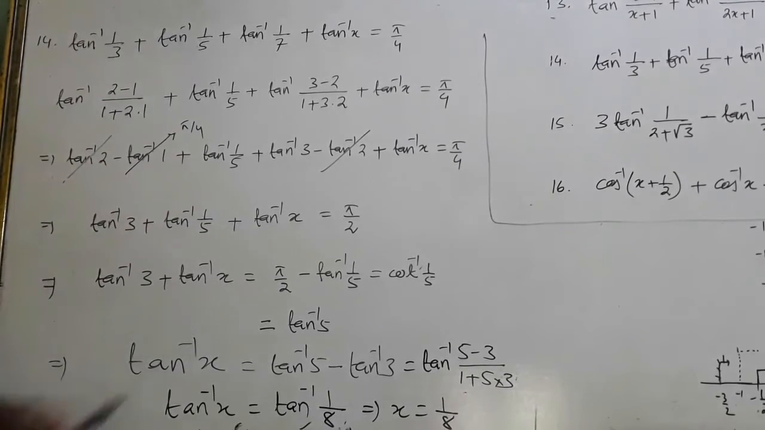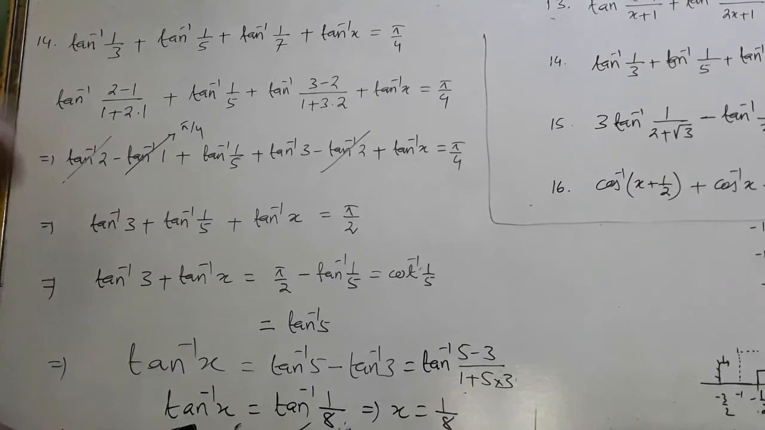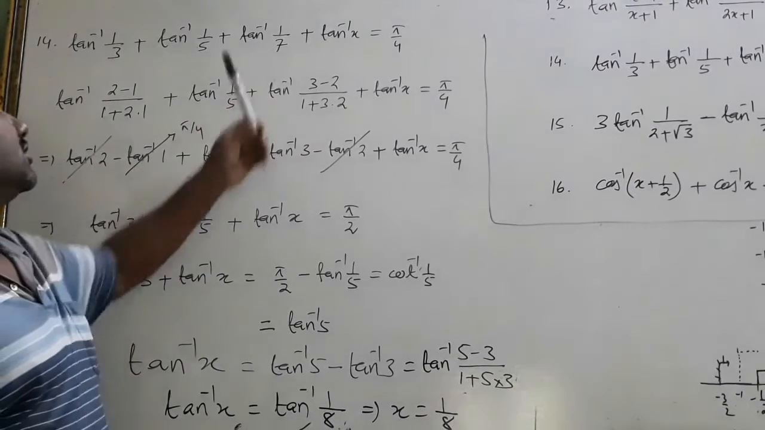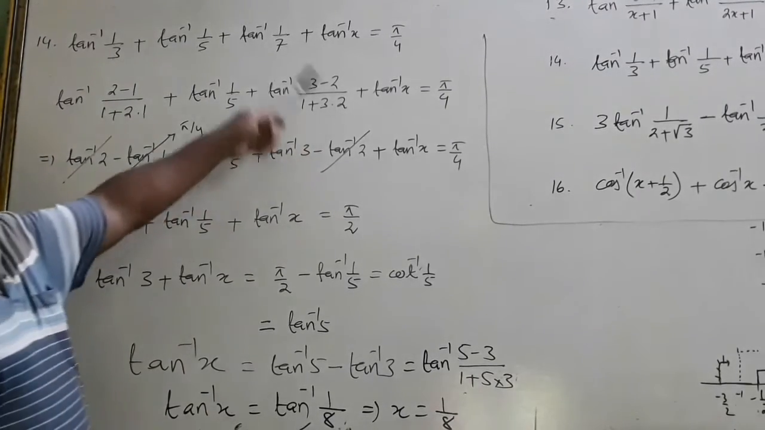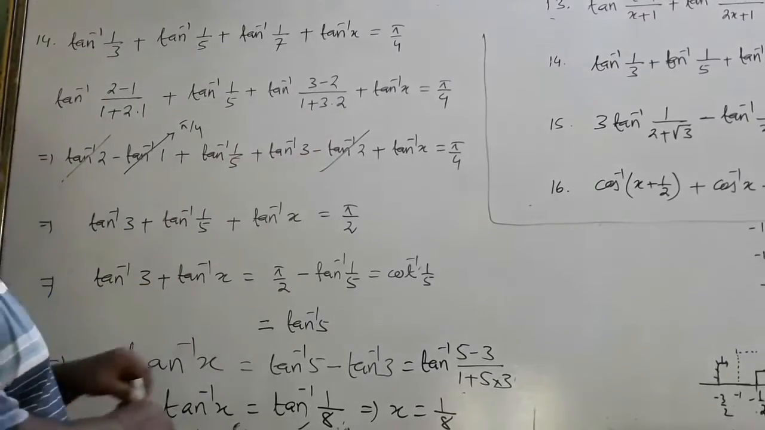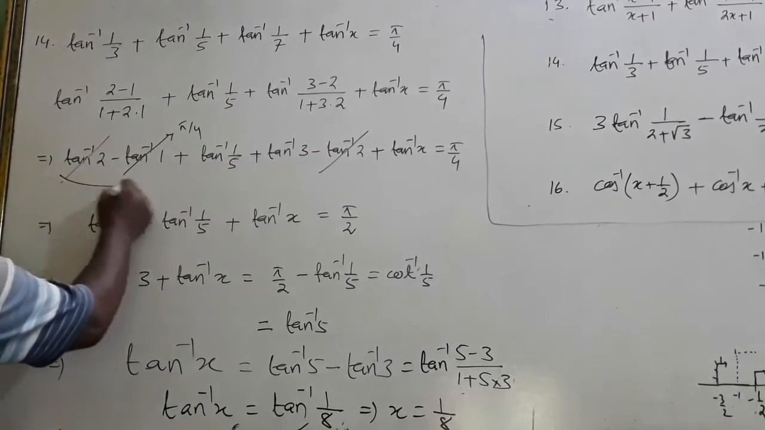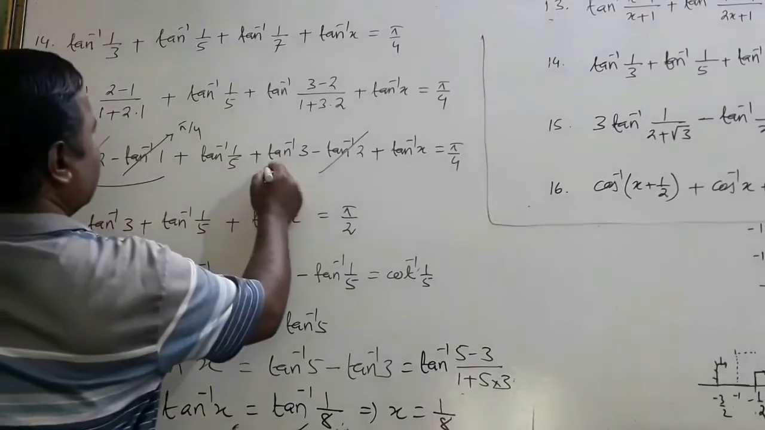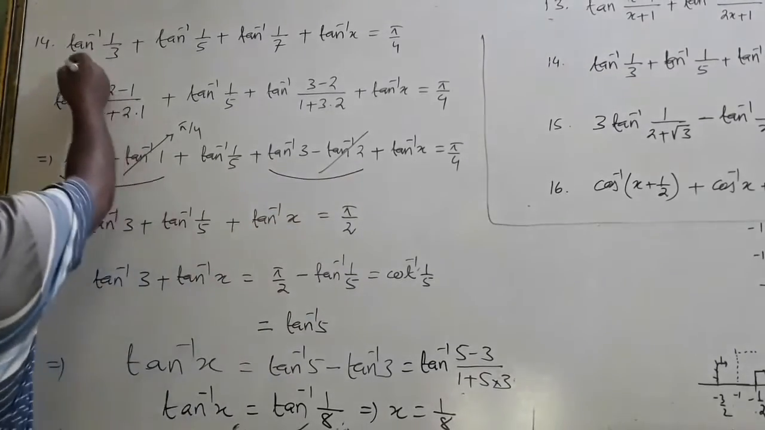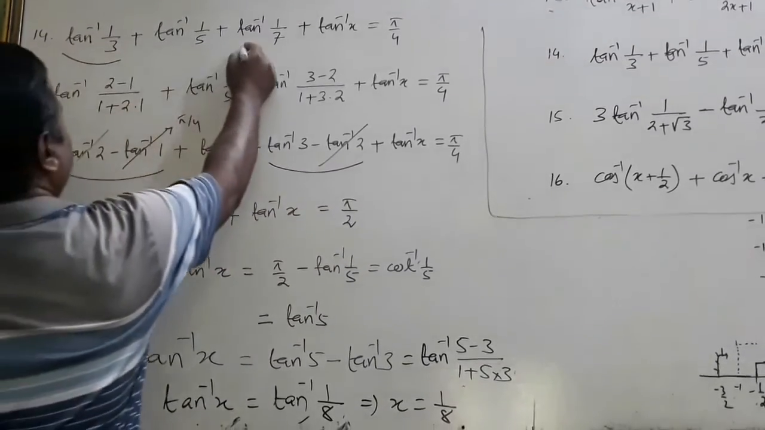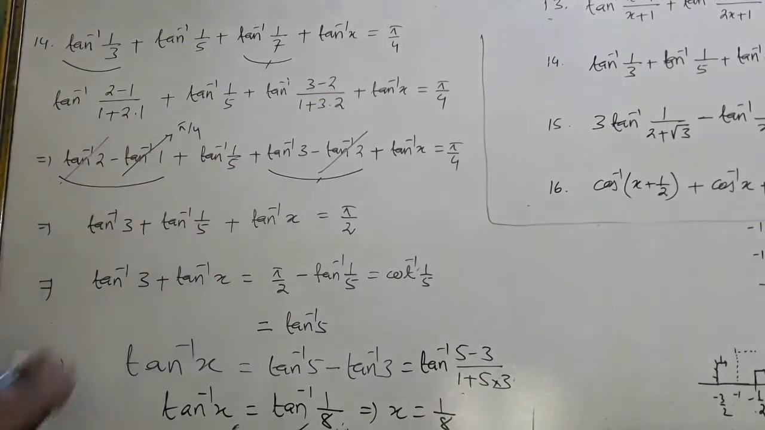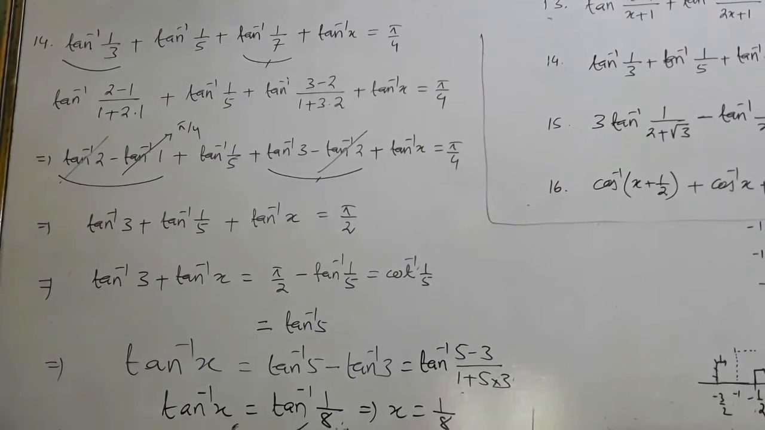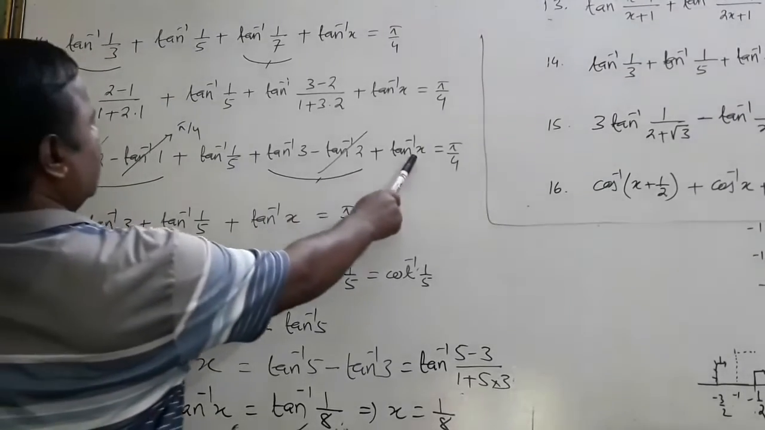Now I am keeping tan inverse 1 by 5 as it is, because it will not give me any result. Now look at tan inverse 1 by 7. It is 1 plus 6, 6 is 3 into 2, and the numerator is 1, which is 3 minus 2. So I am converting the first part to tan inverse 2 minus tan inverse 1, and this part to tan inverse 3 minus tan inverse 2. I keep tan inverse 1 by 5 and tan inverse x as they are.